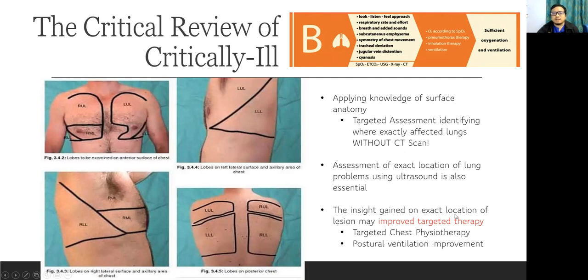The insight gained on the exact location of the lesion, on which exact part of the lungs is involved, is important to improve targeted therapy. You can target the chest physiotherapy to the part of the lung that we want to target. It's targeted chest physiotherapy, and targeted postural ventilation improvement. Because of the physiology of ventilation and perfusion of the lungs, if the lung is collapsed at the back, the best way to open it up is to make it a non-dependent area, meaning at the top. So you have to prone the patient, make the patient lie prone and breathe in the prone position.